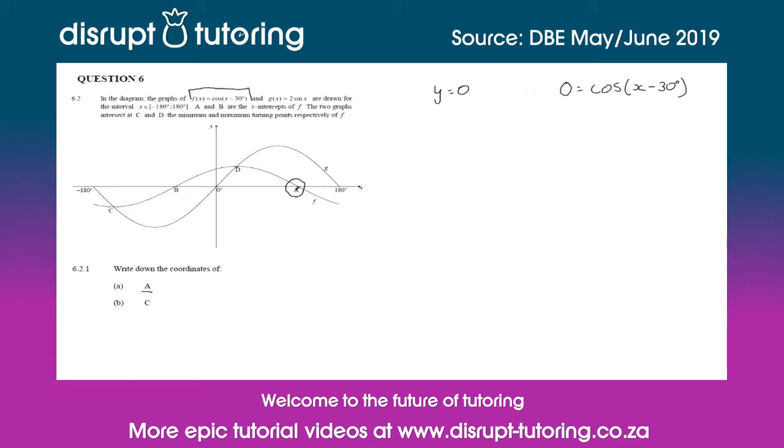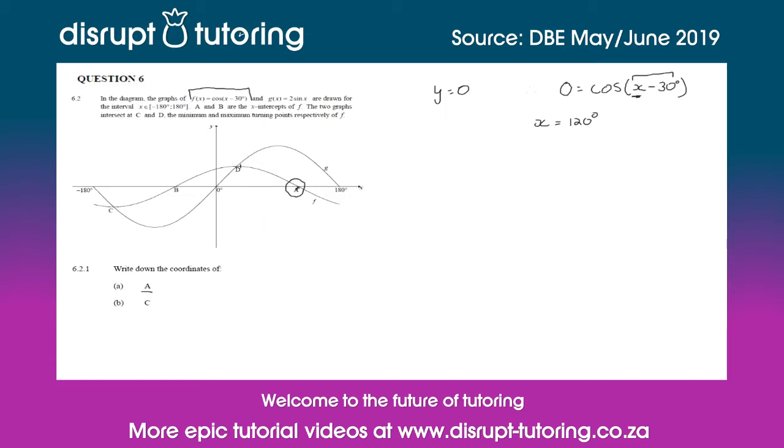So from this we can deduce that cos of 90 is 0. But it's not just a normal cos graph, it's cos of x minus 30. So what would x need to be for this term to equal 90? We know that x needs to be 120.